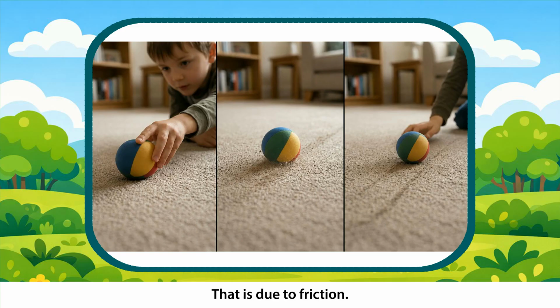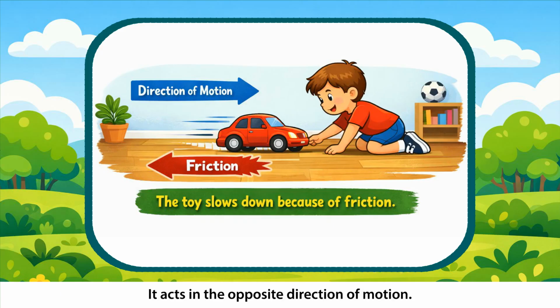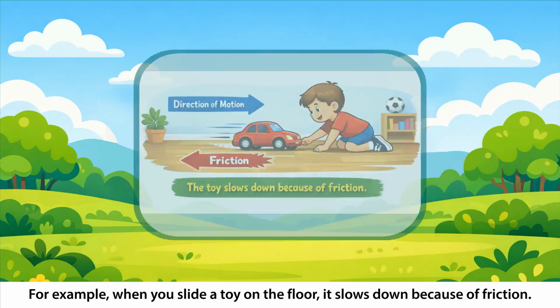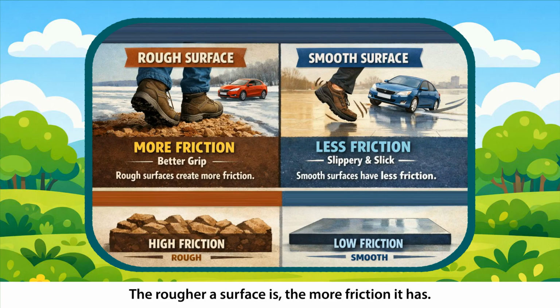Friction. Have you ever wondered how things slow down or stop after a short distance when you push them? That is due to friction. Friction is a force that helps slow down or stop things that are moving. It acts in the opposite direction of motion. For example, when you slide a toy on the floor, it slows down because of friction. It also helps us walk without slipping and keeps cars from sliding on the road. The rougher a surface is, the more friction it has. Similarly, smooth surfaces have less friction.